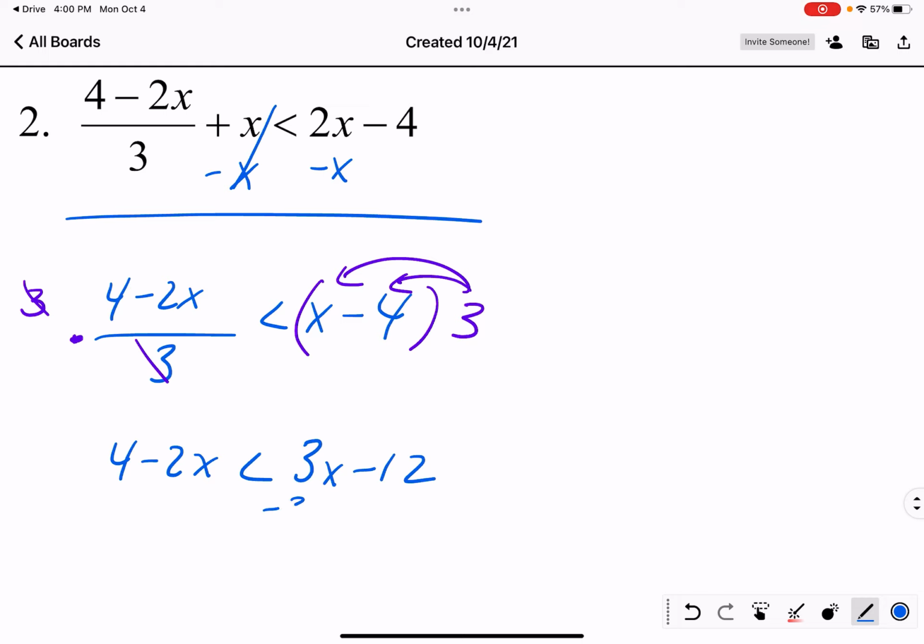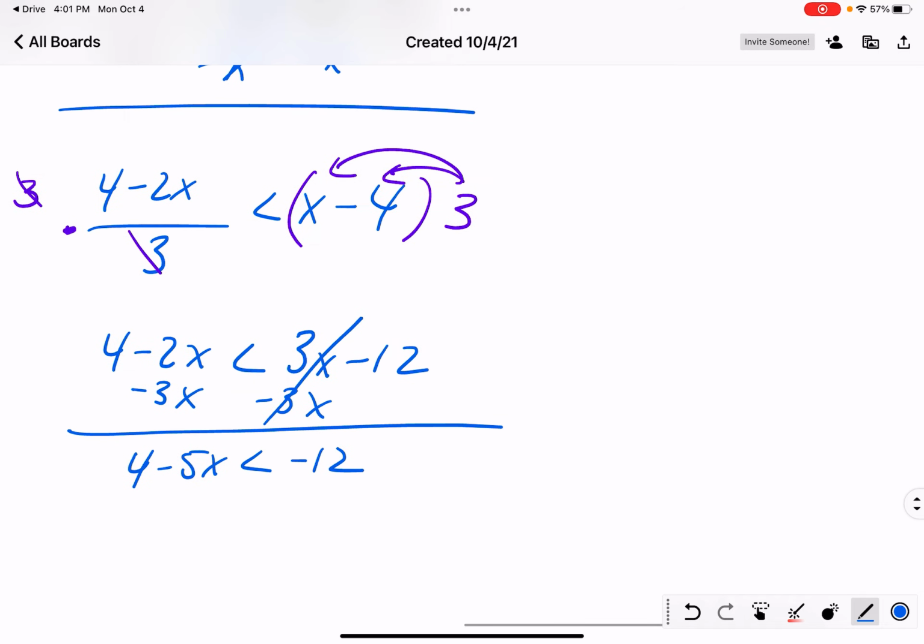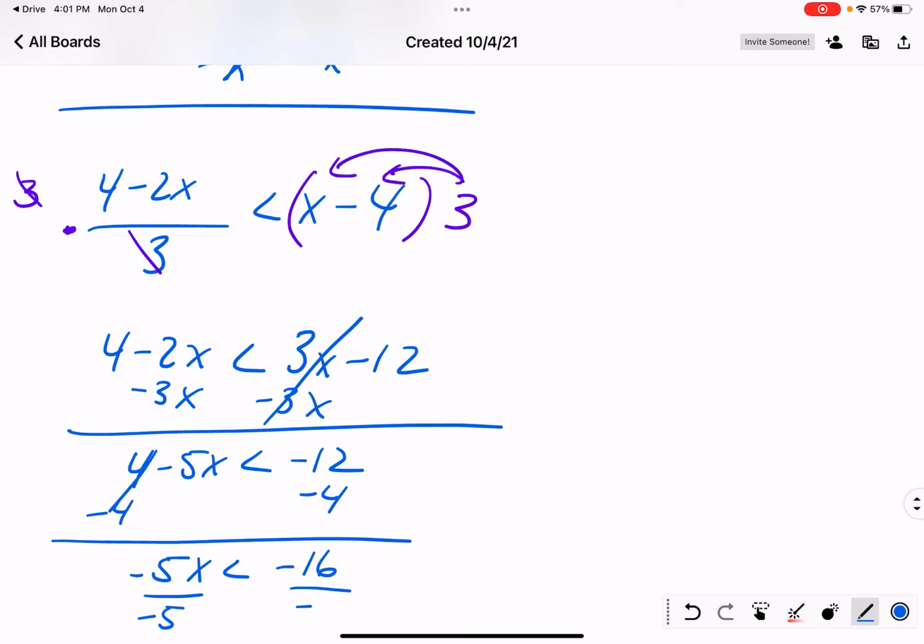And then from here, it should be pretty straightforward. I'm going to move these x's over. So I'm going to get 4 minus 5x is less than, that'll cancel to 0, negative 12. 2 more steps. So we'll do minus 4 on both sides. Negative 5x is less than negative 16. And then we'll divide by negative 5. Now, because I'm dividing by a negative, we have to flip the symbol, okay? That's super important. So now my final answer is going to be x is greater than 16 over 5.